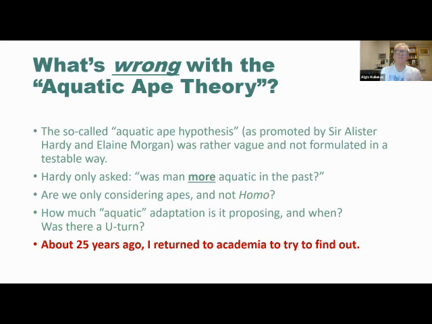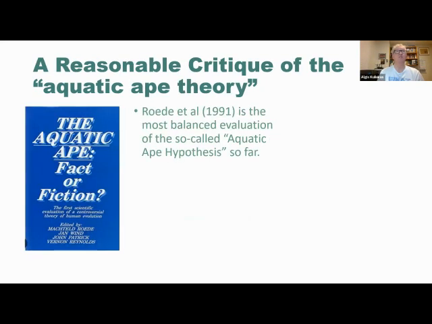And so we're left with this idea that was formally quoted by Desmond Morris. He was the first person to call it the aquatic ape theory. And so it leaves us thinking, are we talking about apes only? Or are we talking about Homo? How much aquatic were we, and when, and was there a U-turn? All of these questions are left hanging, and we need some way of answering them. So 25 years ago, I returned to academia, to UCL in London, to try to find out why Elaine's brilliant work had not been given more attention.